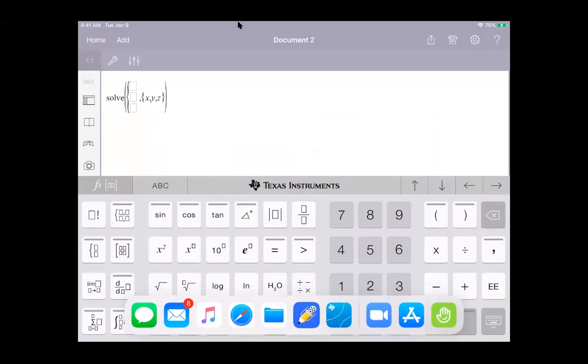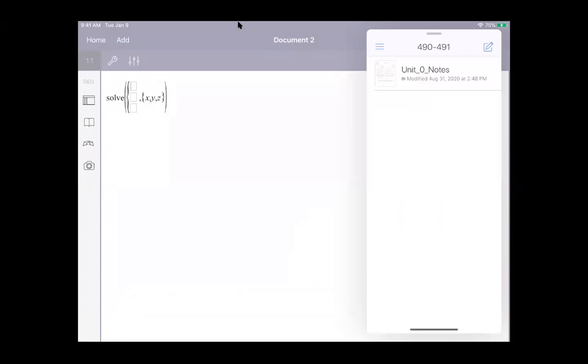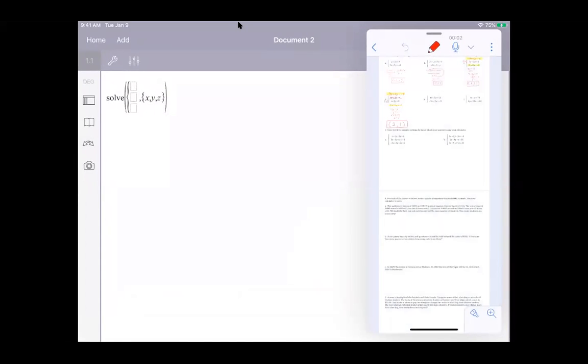So I'm gonna go back and get that 3x3 up here. What's that app called again? TI Inspire. It's the letter N, SPIRE. And it should be in your self-service.